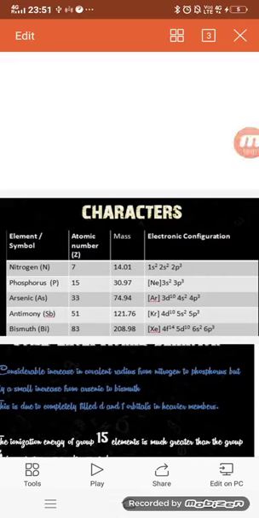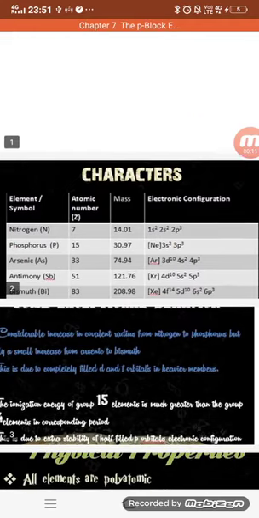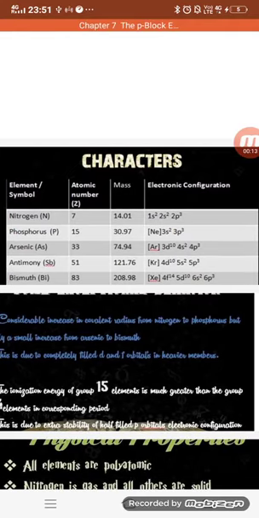This is a PowerPoint presentation to explain p block elements in brief and in crisp manner. As you can see in the first visual, the elements of group 15 are tabulated: nitrogen, phosphorus, arsenic, antimony and bismuth.